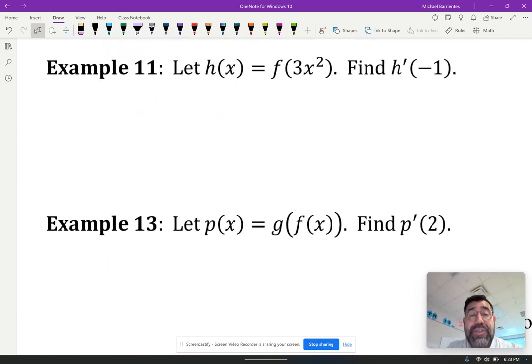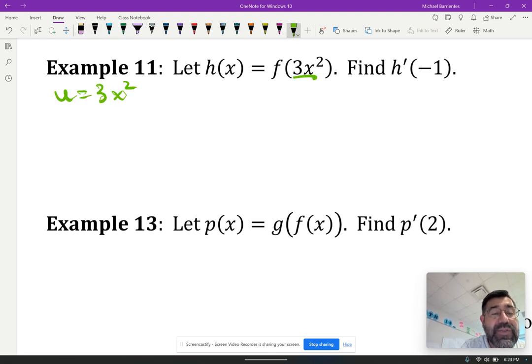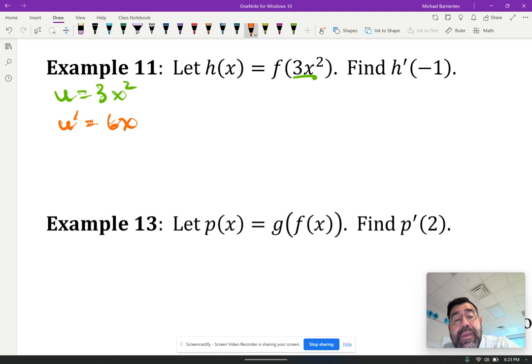We're given h. h is a composition because there's an inside and an outside. I'm going to underline the inside in green, and say my u, my inner function, is 3x squared. If I know that, then I know the derivative of u is 6x. So far, so good. I want to find h prime of negative 1, which means I need to take the derivative of h, which is this composition, and then substitute negative 1. Don't substitute the number early. Substitute it after you take the derivative.